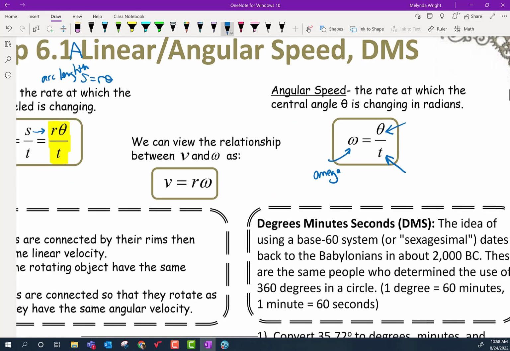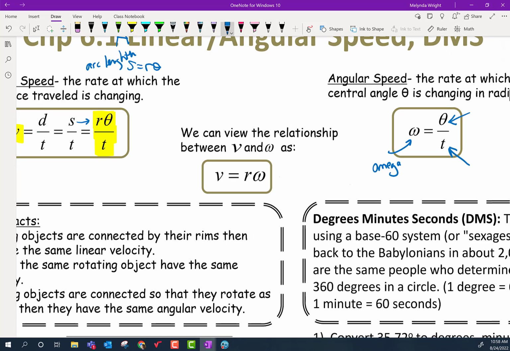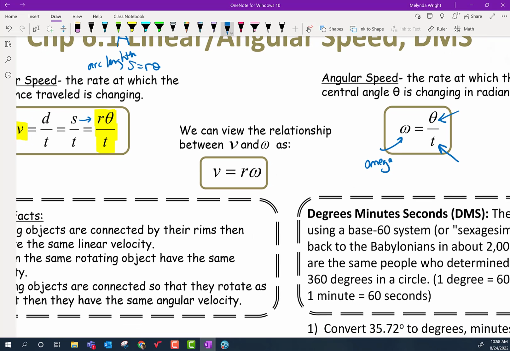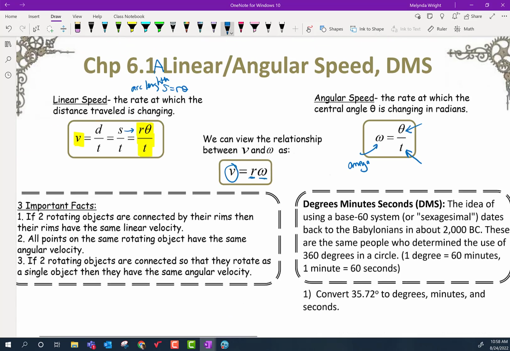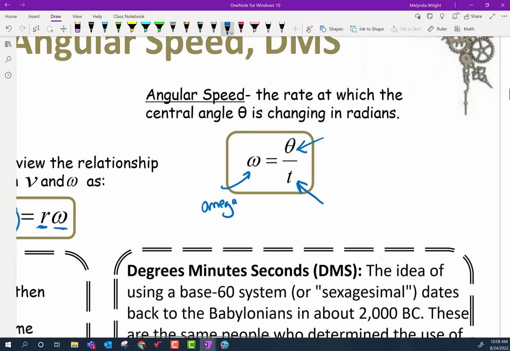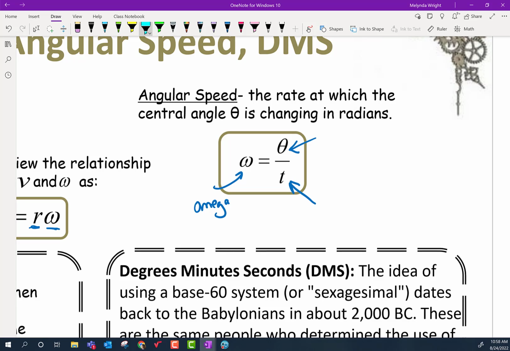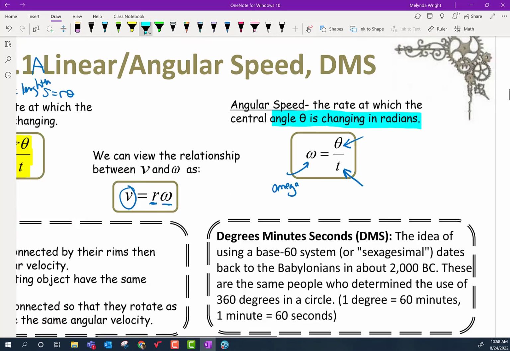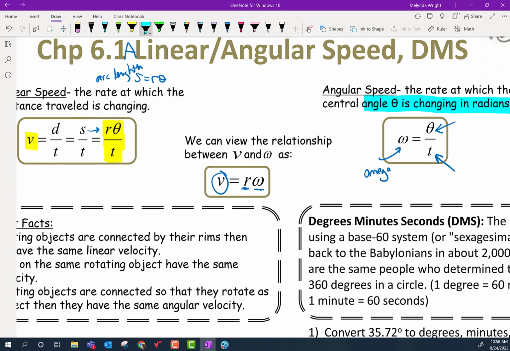So let's compare and contrast. Well, one more thing. We can relate those together: linear speed is actually simply the radius times the angular speed. That's what it is. And let's just make a note, this theta, just like last time, has to be in radians. Okay, that theta measure must be in radians. If it's not, you just need to convert it. So there's a relationship between these.